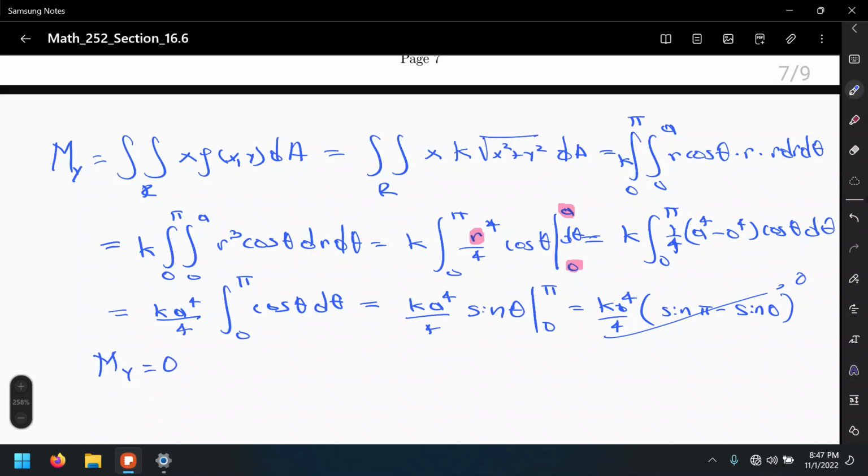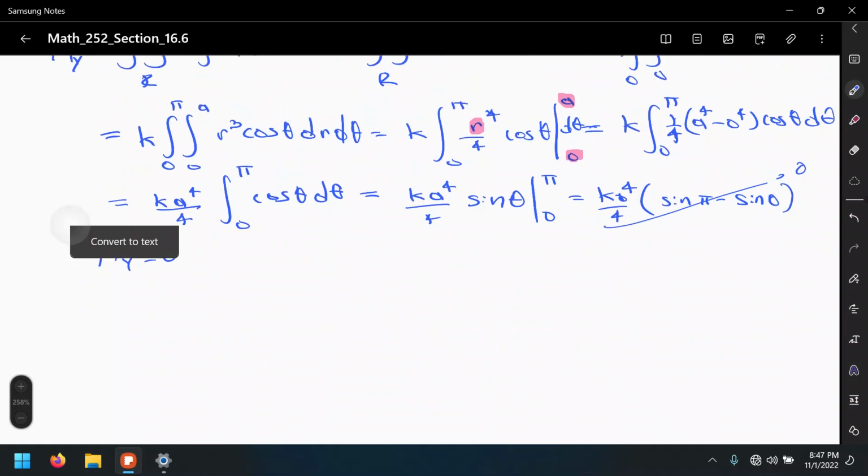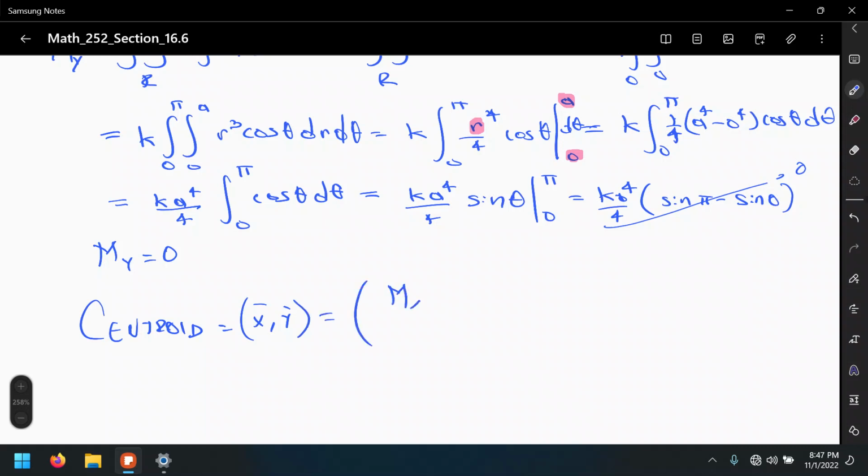If you see that from the beginning, just noticing that, you can see that, or even geometrically, because of the symmetry of the semicircular shape. So that means the centroid, which is a point x bar, y bar, equals the moment about x over the total mass, and the moment about y over the total mass.